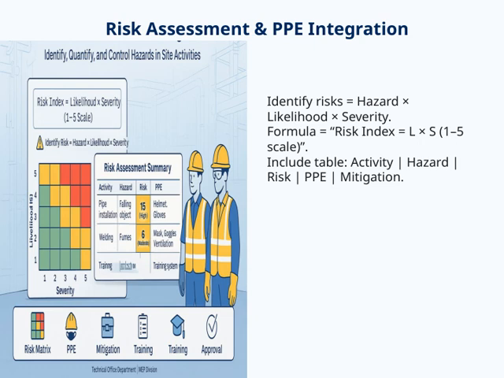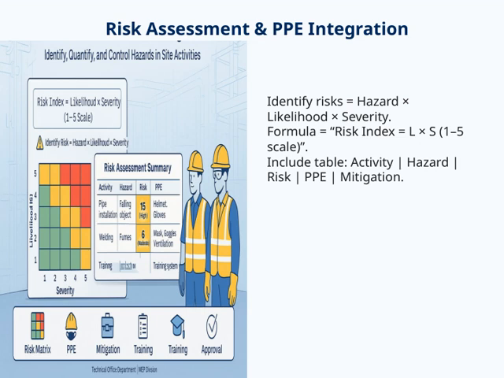Let's dive into risk assessment and PPE integration. First, it's crucial to identify risks accurately. We do this by considering three key factors: hazard, likelihood, and severity. Think of it as a simple formula. The risk index equals likelihood multiplied by severity, both rated on a scale from 1 to 5. This helps us quantify the risk level in a straightforward way.